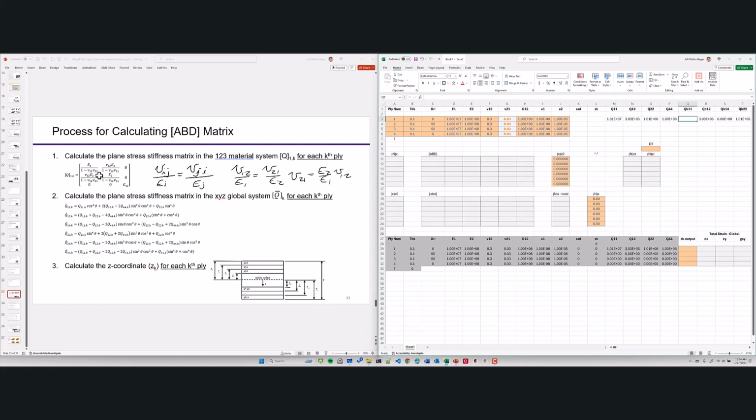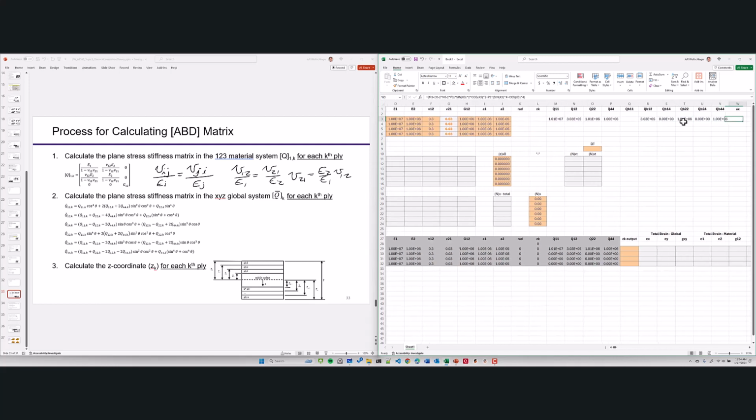Well, the next step is I have to transform the plane stress stiffness matrix in the 1, 2, 3 system into the global XYZ system to get my Q bars or my Qxs, right? And so that's these equations. They're long. It just takes you 20 minutes. But the good thing about the way I set this up is you only have to do these for one ply, and then when you copy down, you never have to do them again. So I'm just going to do one of them. I've actually got all the other ones filled out here.